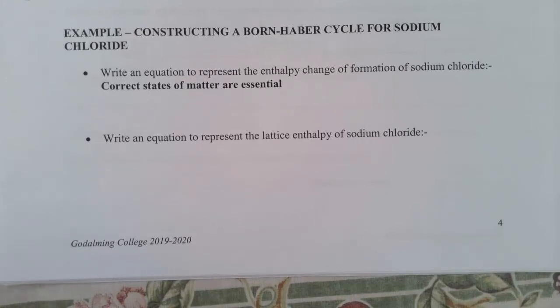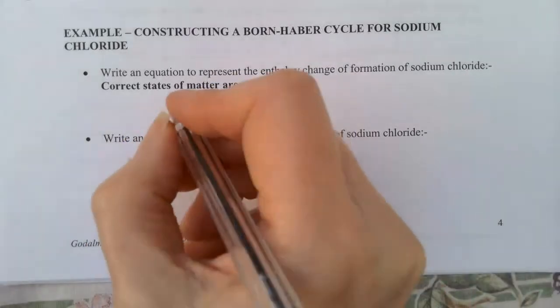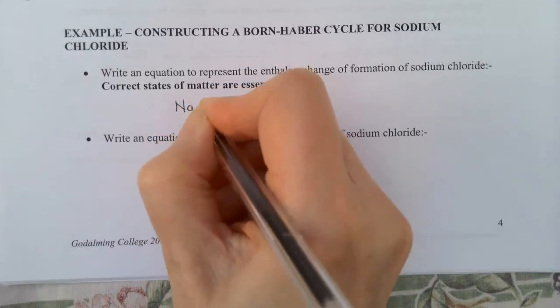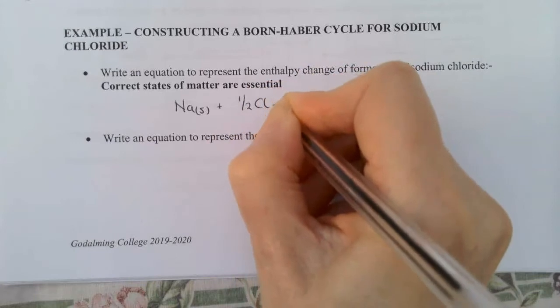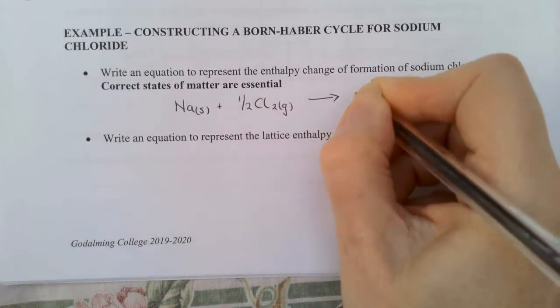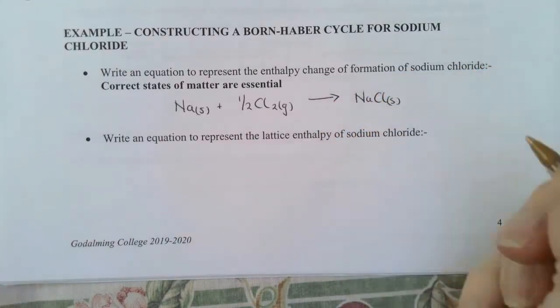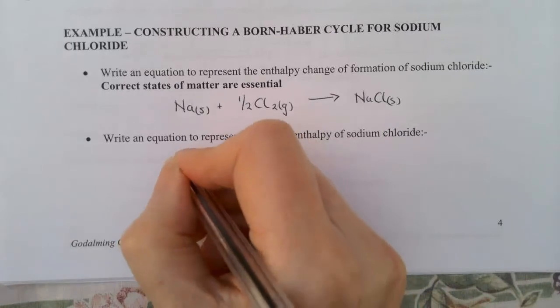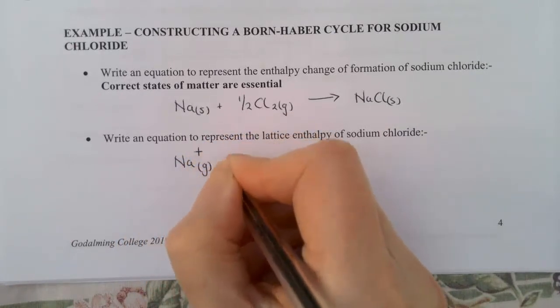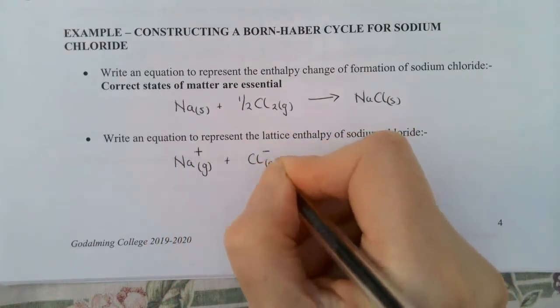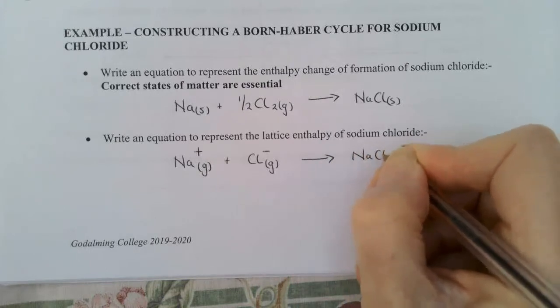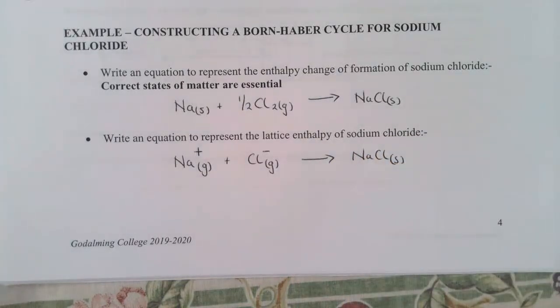So the first thing is to write out an enthalpy change of formation of sodium chloride and the lattice enthalpy. Pause the video at this point and have a go at doing those two equations. So enthalpy of formation: we're taking solid sodium and half a chlorine gaseous molecule, and turning them into 1 mole of solid sodium chloride. The lattice enthalpy, we're doing a similar thing, but we're starting with the gaseous ions, the sodium ion and the chloride ion, and using them again to form 1 mole of the ionic lattice sodium chloride.